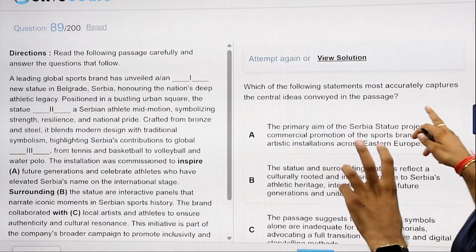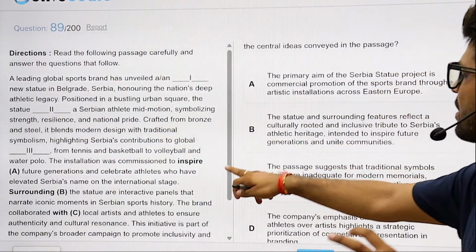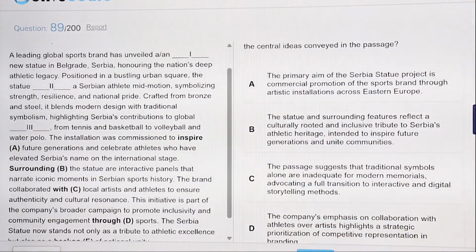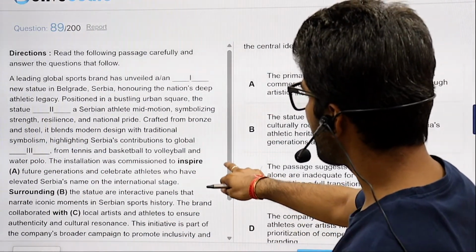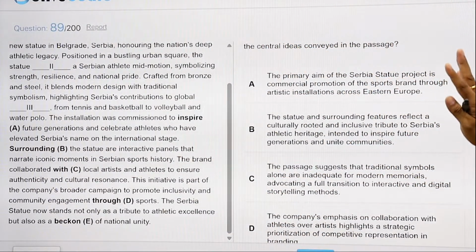Which of the following most accurately captures the central idea conveyed in the passage? RC close test. Okay. The primary aim of the statue is commercial promotion. I don't see any commercial activity here that you are promoting it because of commercialization and anything such. Nor can you. If you can, mention.